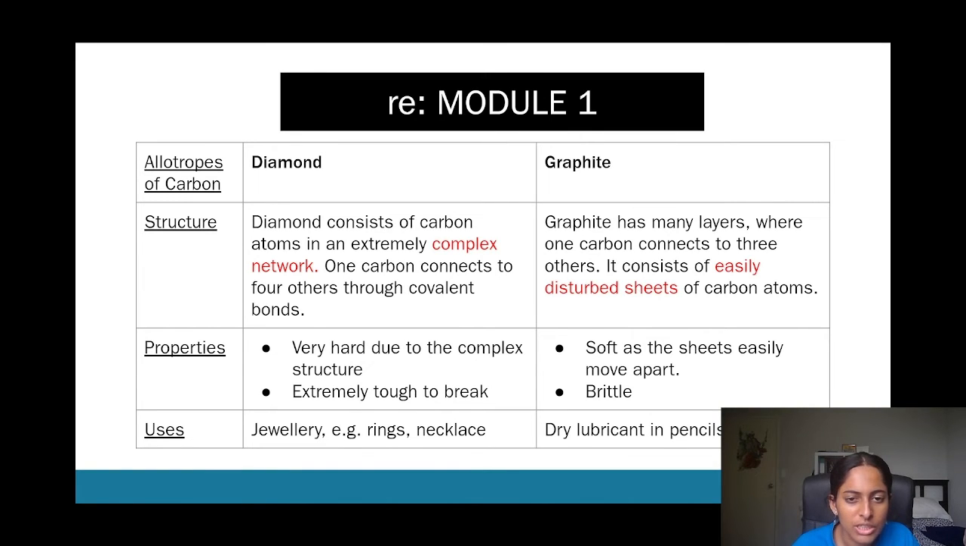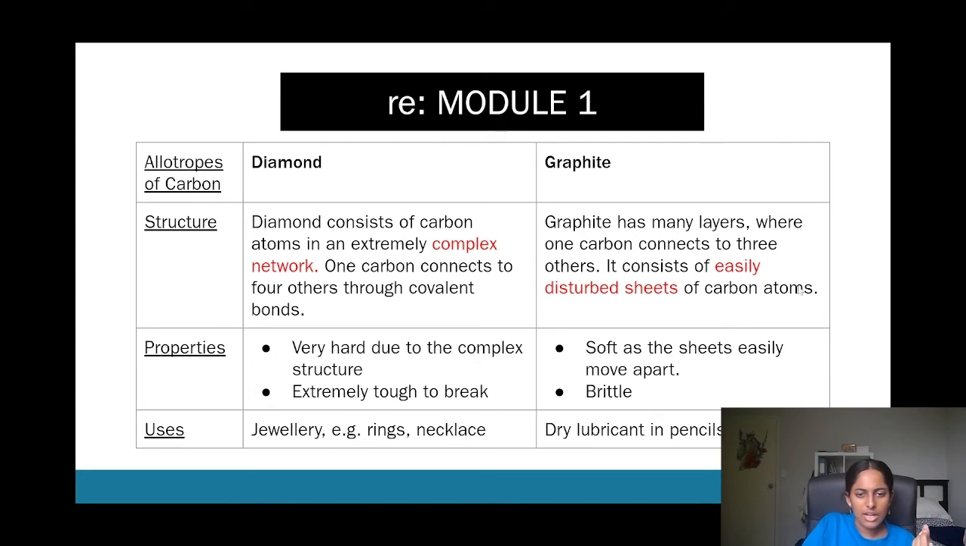In terms of structure, diamond has a complex network, and graphite is pretty much like sheets, but they're connected to one another, sort of. So it's weaker bonding than diamond and can be easily disturbed. That's why graphite is softer and diamond is very hard. And if you put pressure, it's going to break. It's brittle.